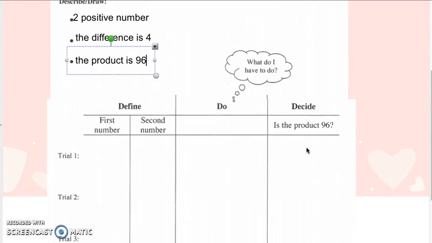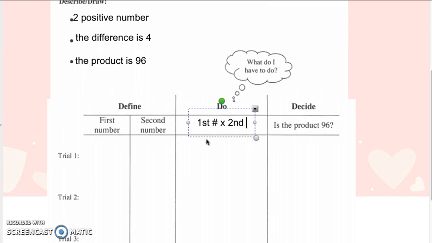Now in define, they have the 2 numbers split up for you. So I know that I need to find 2 numbers. So I need to pick 2 positive numbers where the difference is 4 and the product is 96. The first thing I'm going to do when I guess my numbers is figure out a difference of 4. And then in my do, I'm going to find the product. So it'll be the first number times the second number, and we want those to equal 96.